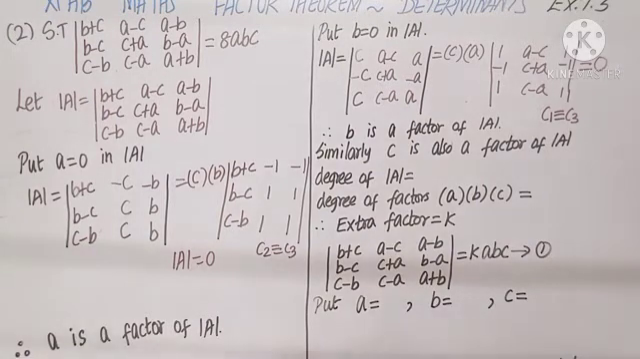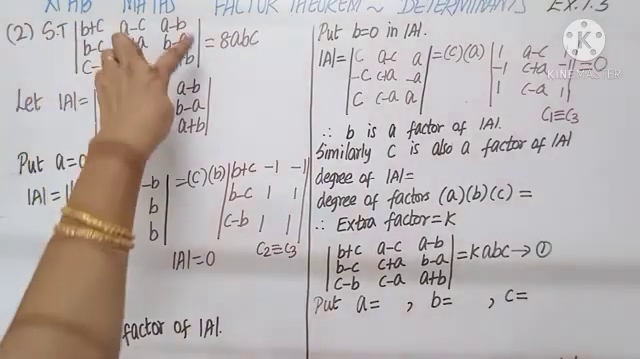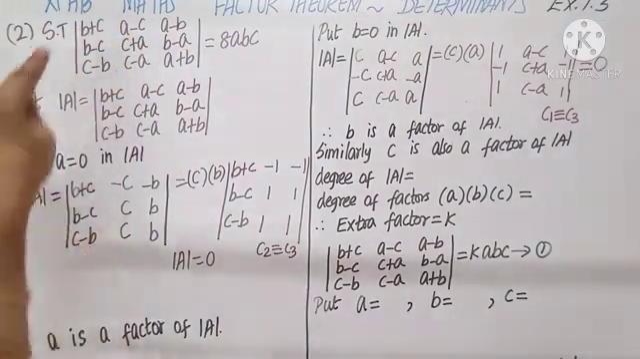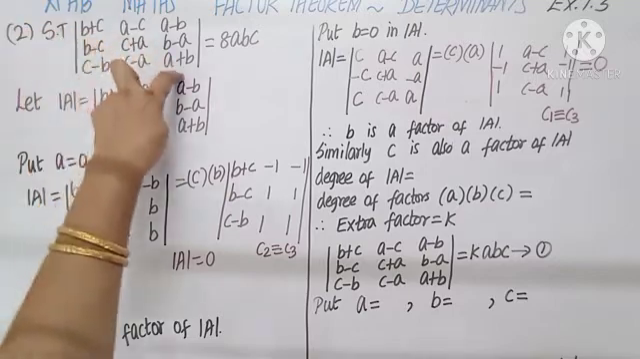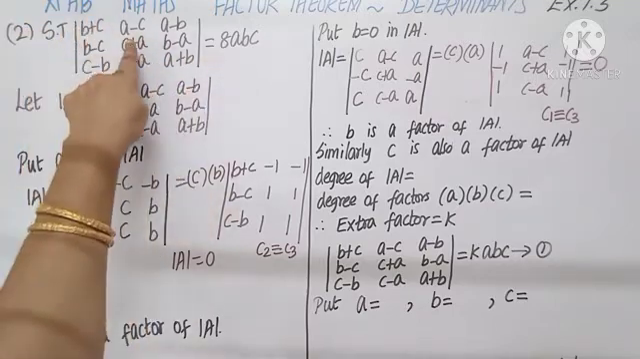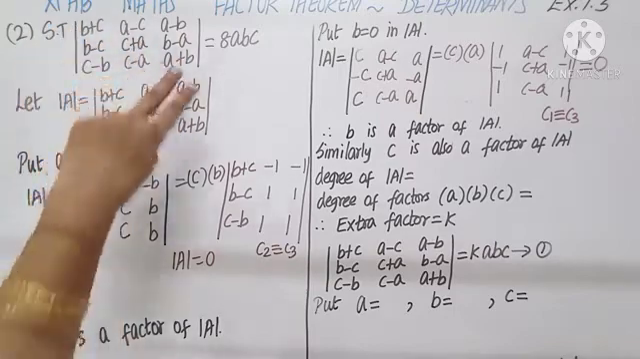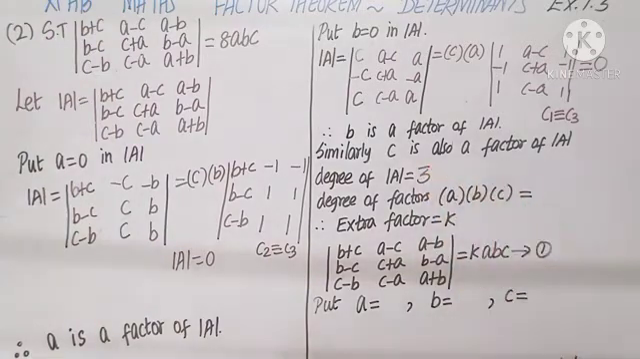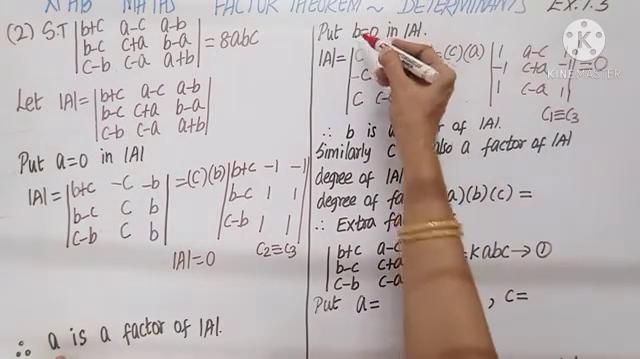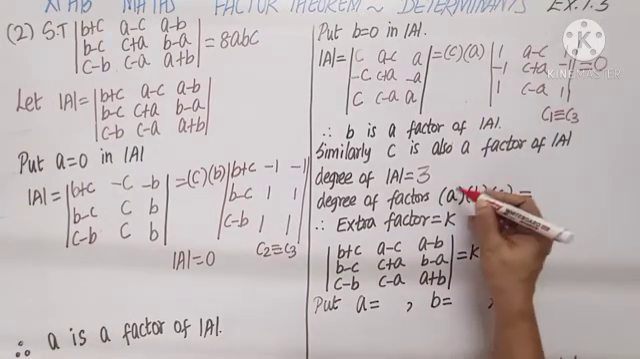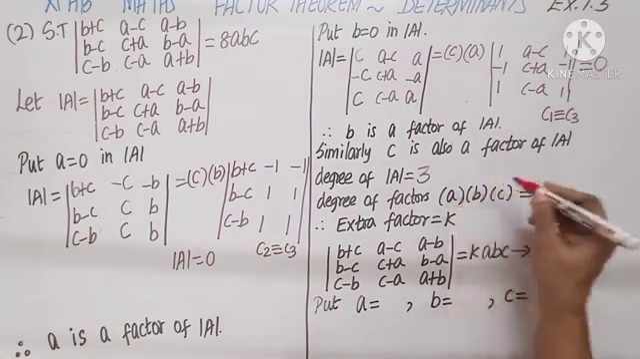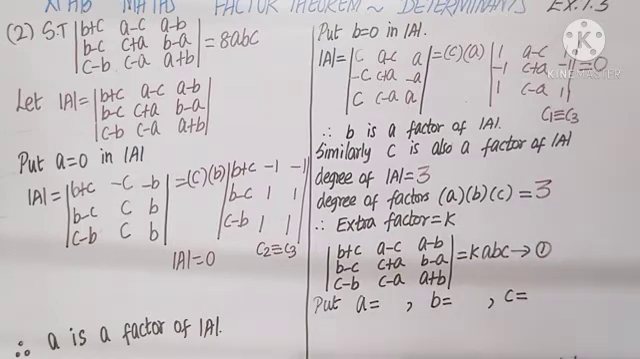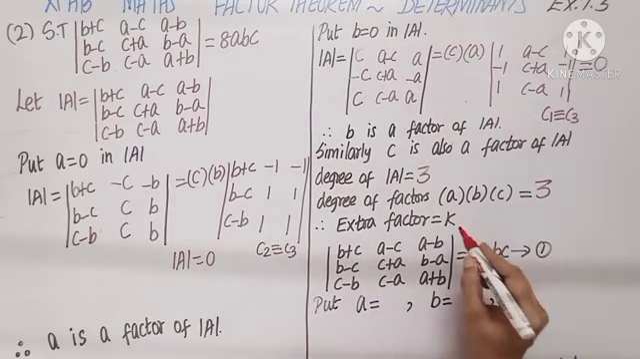What is the degree of the determinant? Every term here has the power 1. So, degree 1, 1, 1. Diagonally 1 plus 1 plus 1. When I multiply, I add the degrees. So, the degree of the determinant is 1 plus 1 plus 1, that is 3. Now, I go with the factors. I have proved a, b, c are the factors. Again, the degree is 1, 1, 1. Add the powers. I get degree to be 3. When both the degrees are same, the extra factor will be just k.